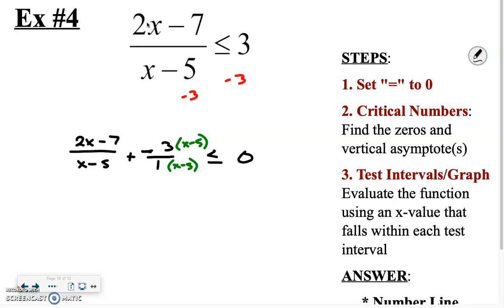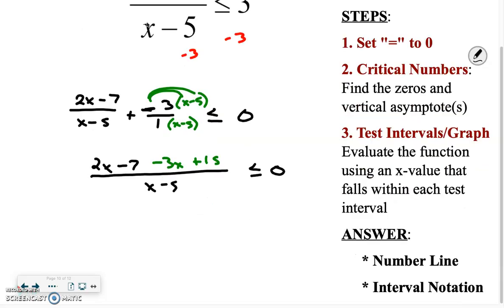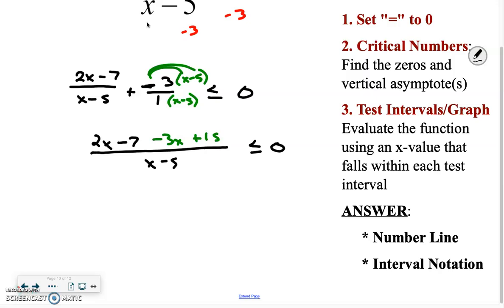So I'm going to change that to plus negative so I don't lose it. What that does for us in the numerator is we have the 2x minus 7. And if I distribute my negative 3, we have minus 3x plus 15. And we do have common denominators, so I can combine them here. So cleaning this up, combining like terms, what's my numerator going to go to, please? 2x minus 3x is negative x. Negative 7 plus 15 is plus 8 over x minus 5, less than or equal to 0.